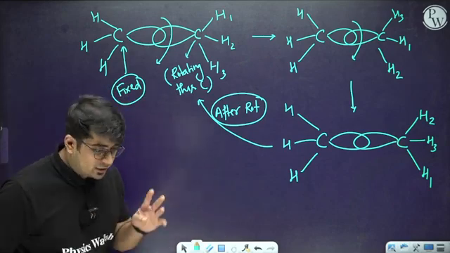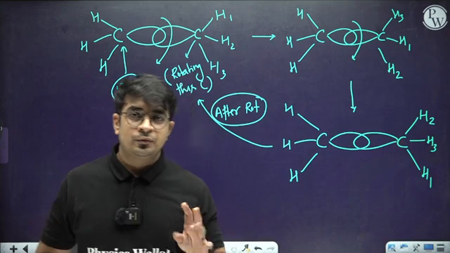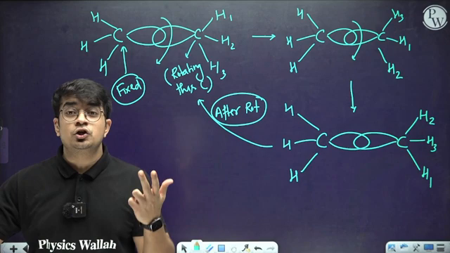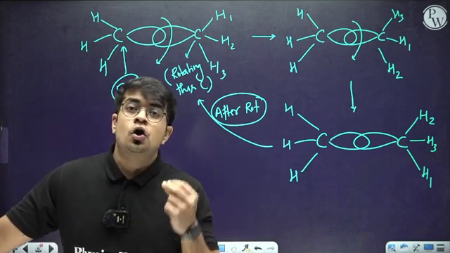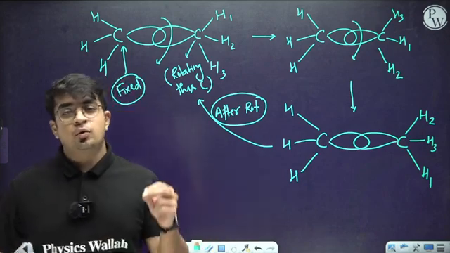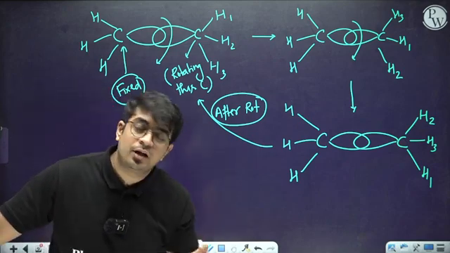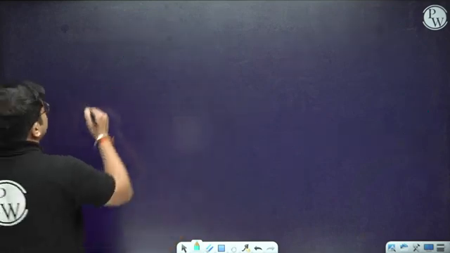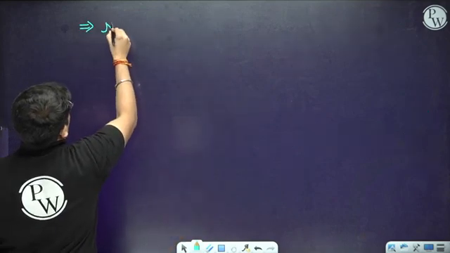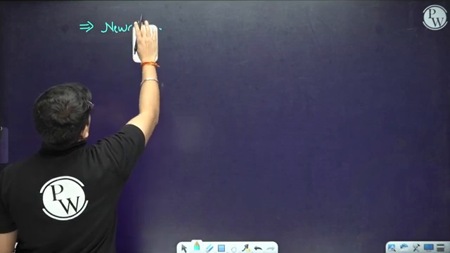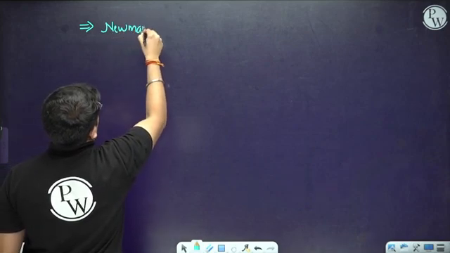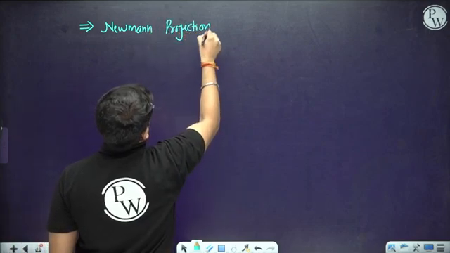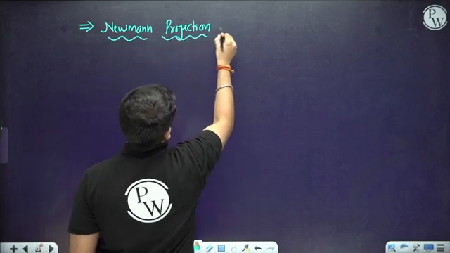Now, I told you that there are 4 types of projections in organic compounds. The first one is the wedge-dash projection, next is the Fischer projection, next is the Newman projection, and the last one is the sawhorse projection. Now it's time to discuss the Newman projection, because that will be very helpful when you are dealing with the rotation part. So let's start with the Newman projection.